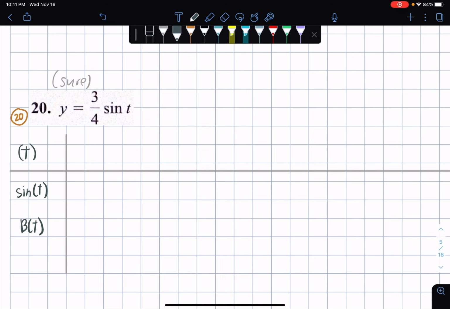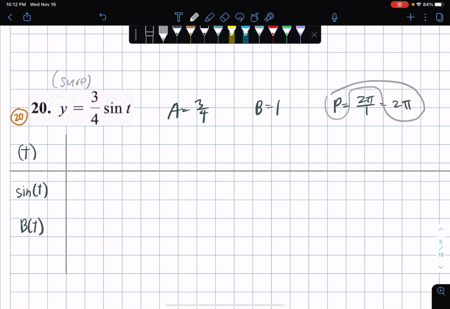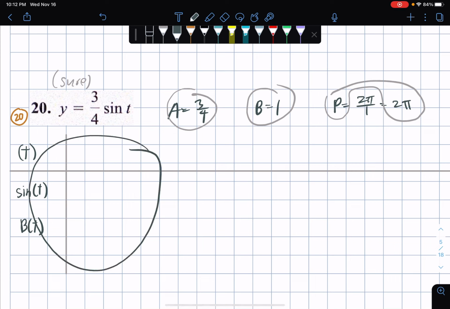So yeah, let's start. The amplitude of number 20 is 3/4. It's this one. The letter b is still 1. The period is 2 pi over b, which is 2 pi over 1, because b is 1, our denominator, which is still 2 pi. Right, so encircle those. These are going to be instrumental to illustrating the actual graph later on after we finish the table.